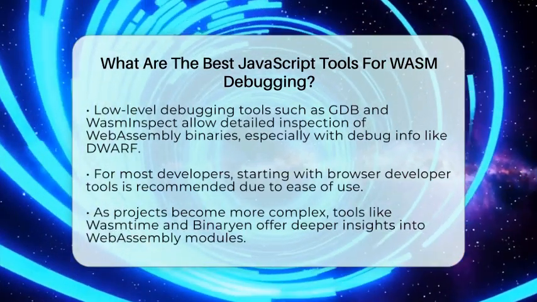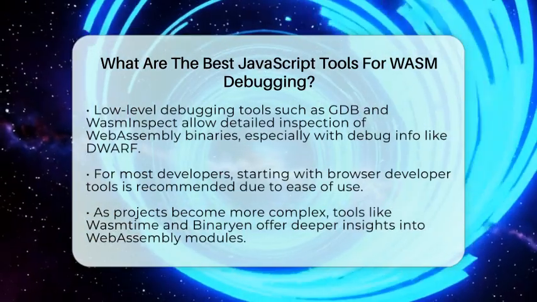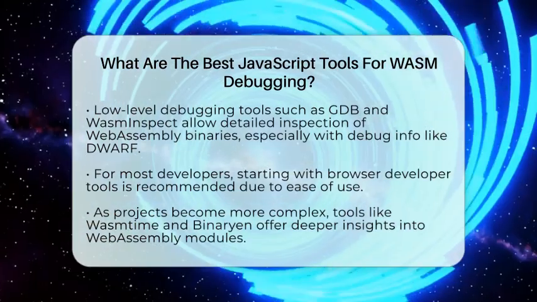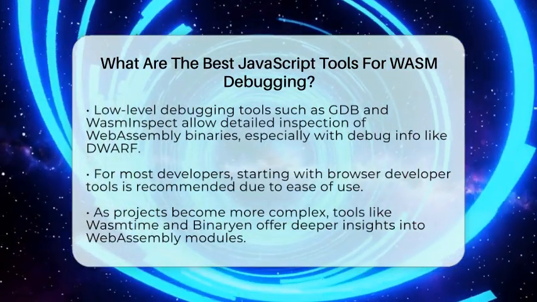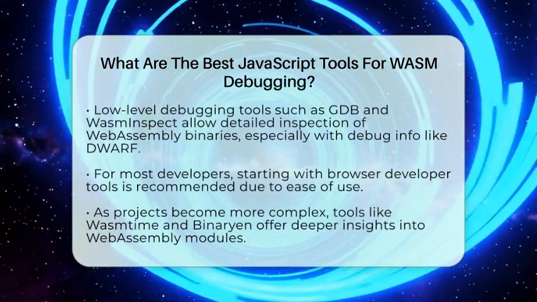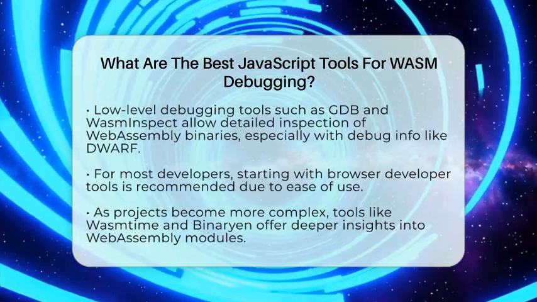In summary, the best tools for debugging WebAssembly in JavaScript environments include browser developer tools for quick, integrated debugging, WebAssembly Studio for online coding and testing, Wasmtime for standalone runtime debugging, Binaryen for code analysis, WASM Memprof for memory profiling, and low-level tools like GDB or WASM Inspect for detailed inspection.